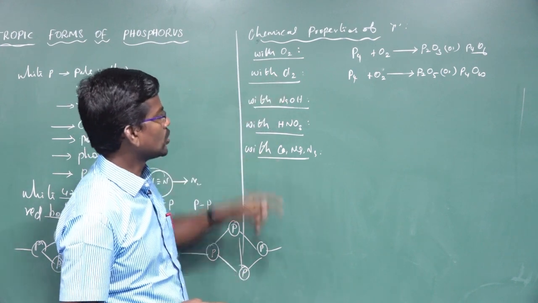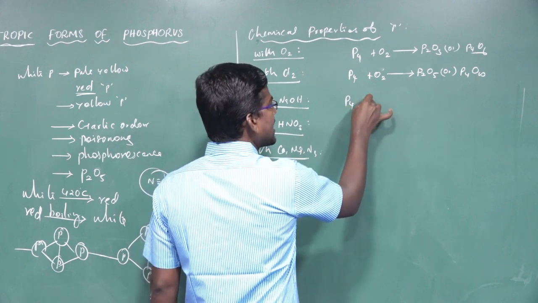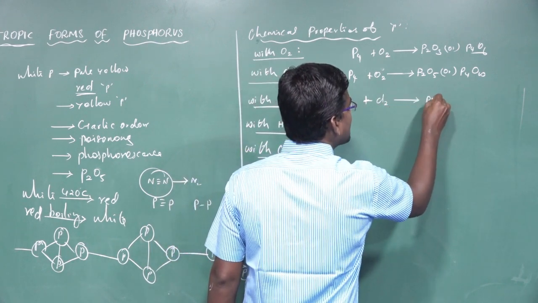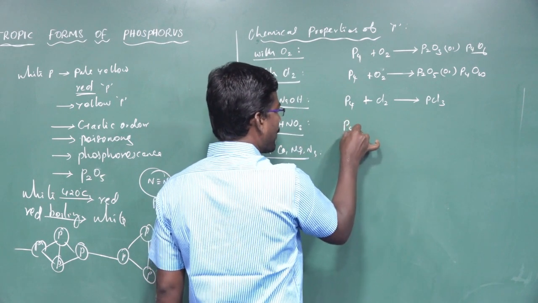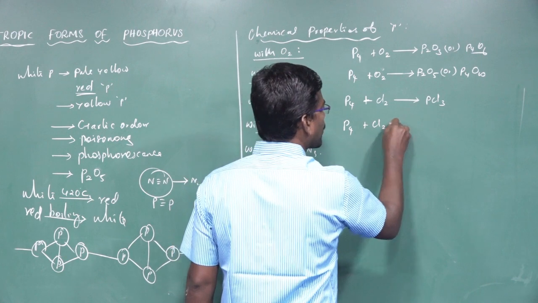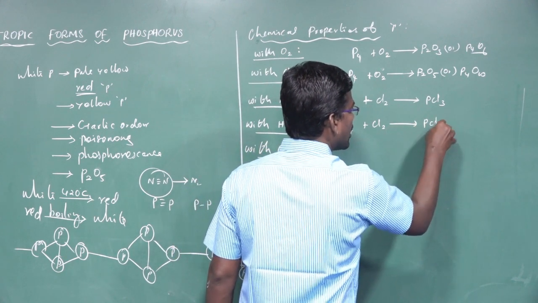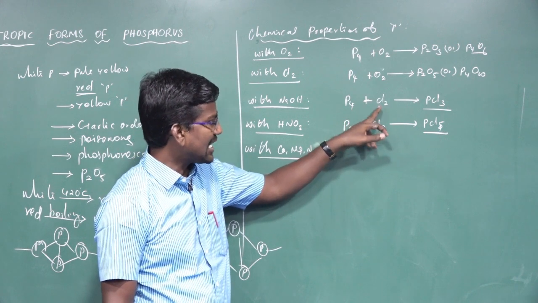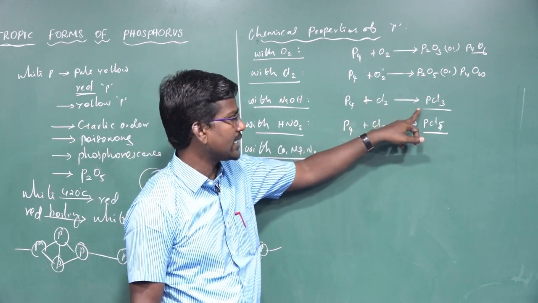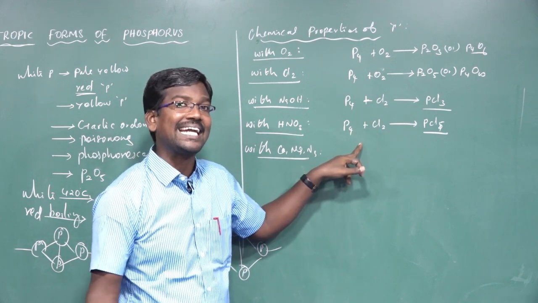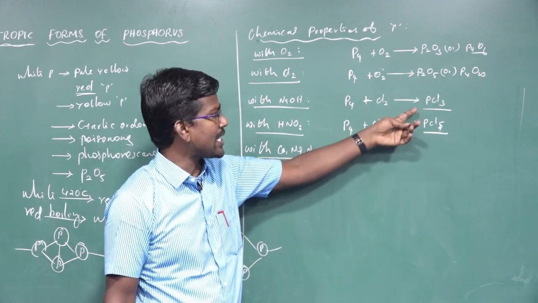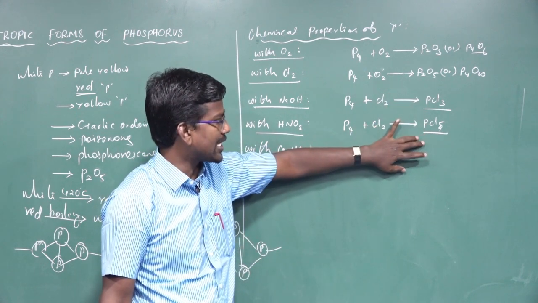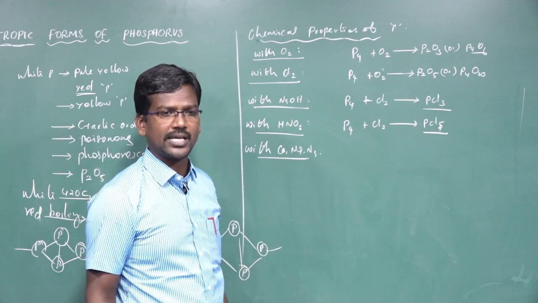Next, chlorine Cl2. The phosphorus molecule P4 reacts with the halogen, especially chlorine Cl2, giving phosphorus trichloride PCl3. Another one: P4 reacts with chlorine Cl2 to produce phosphorus pentachloride PCl5. Yellow phosphorus violently reacts with chlorine to produce phosphorus trichloride. Red phosphorus reacts with chlorine on heating. Phosphorus reacts with chlorine to form phosphorus trichloride and phosphorus pentachloride only.